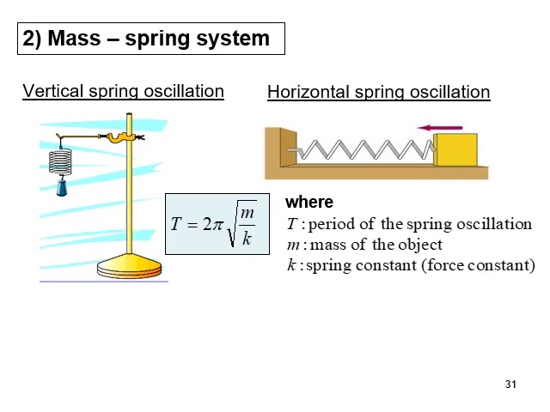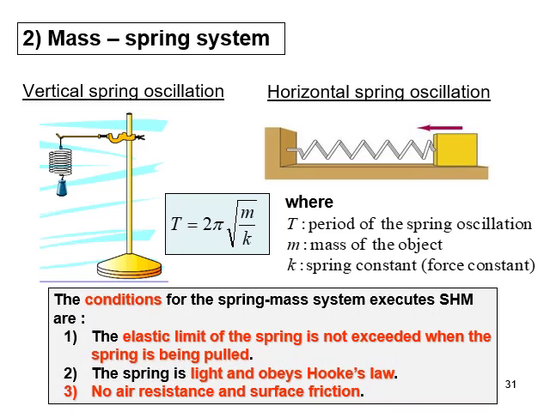The conditions for the spring mass system to execute simple harmonic motion are: first, the elastic limit of the spring is not exceeded when the spring is being pulled. Second, the spring is light and obeys Hooke's law. Third, no air resistance and surface friction.